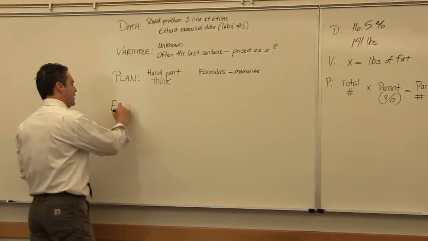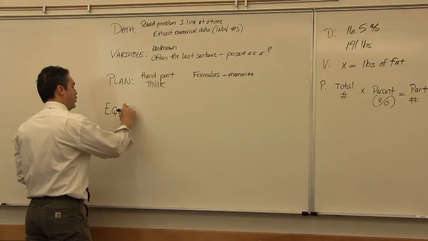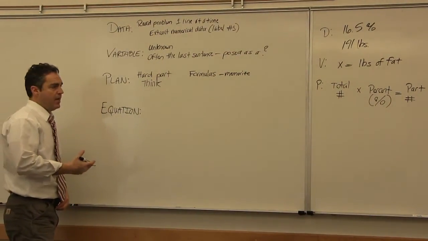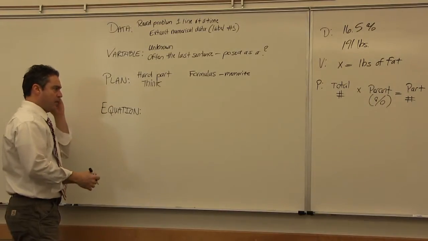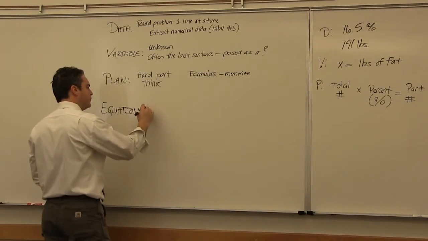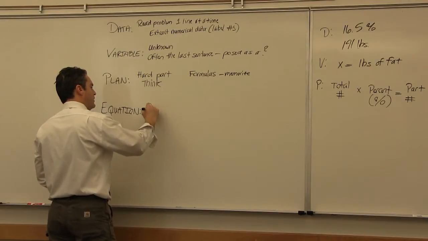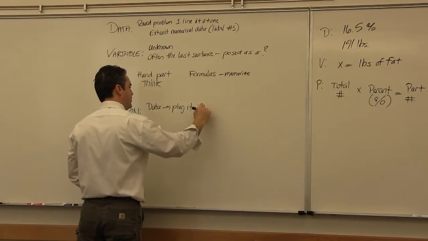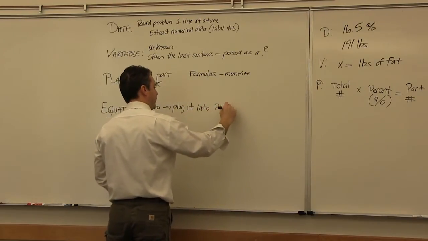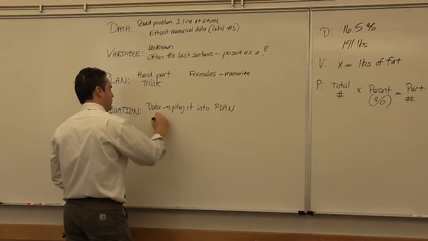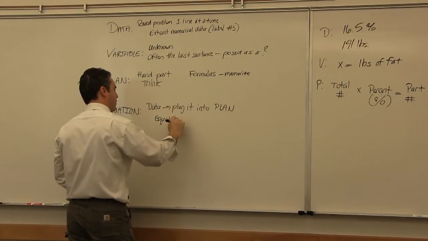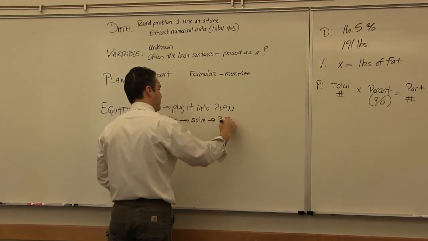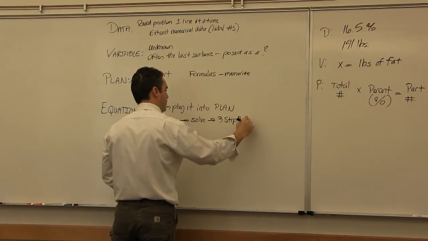E stands for equation. We've been learning how to solve equations. And we need to create an equation. So the equation is where we take our data and we plug it into the plan. This will provide us an equation that we now can solve using our three-step process to solving.